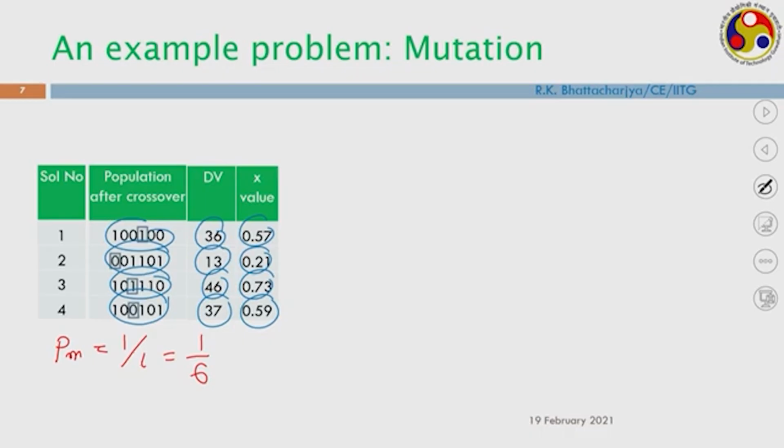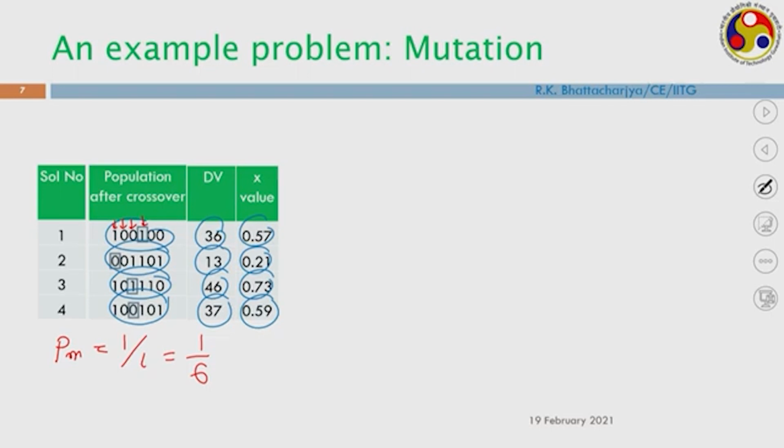Then first you will go to the first bit, and you generate a random number. If the random number is less than 1 by 6, then you mutate it. Mutate means if it is 1 then you make it 0, and if it is 0 you make it 1, or otherwise you just keep it. Then you go to the next one, and the next one, and like that.